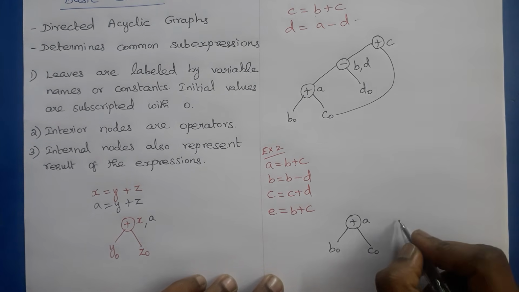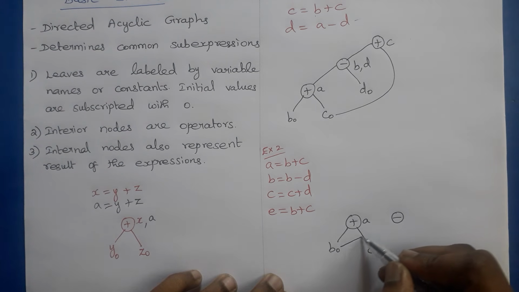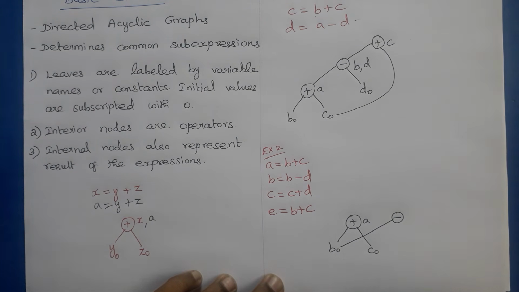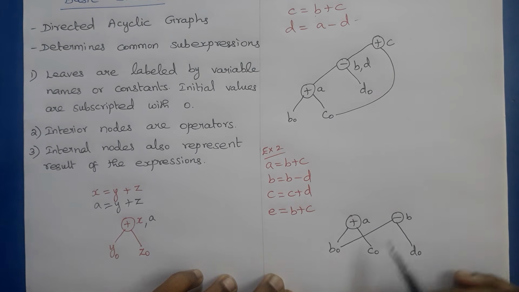Minus is a new operator, so we need to construct it. Minus is an internal node, its left child is B, which is already available. So there is no need to give another node, we use the same leaf, B naught, and the right child is D. D is a new value, so D naught, and the result of this expression is B. So hereafter if we want to refer to B, we have to use this B, not the initial value B naught.